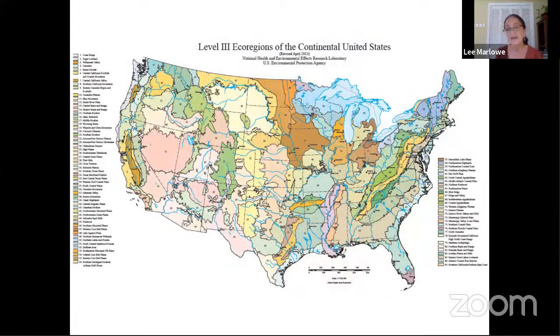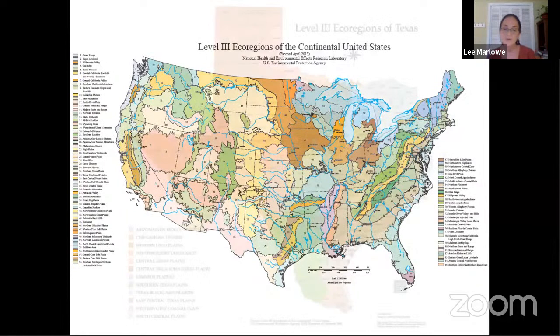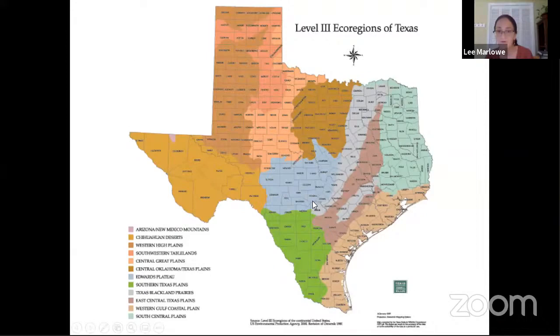And again, this is readily available online. If you're in the United States, you can look this up. And this is a great resource to just try to understand what types of plants might be most suitable for your location. Zooming in on just Texas Level 3 ecoregions, we're here in San Antonio in Bexar County, and you can see that we are at a location where multiple ecoregions are coming together. Other places, you can see over here in West Texas, there's really just one type classified here.